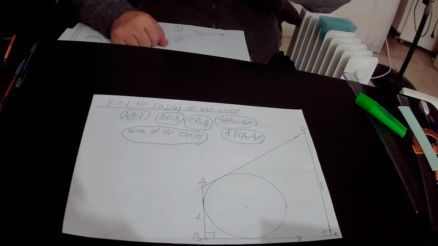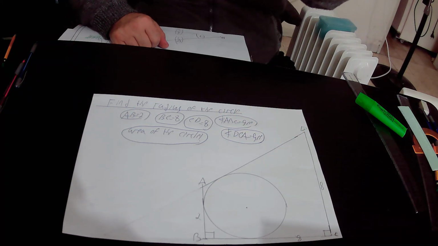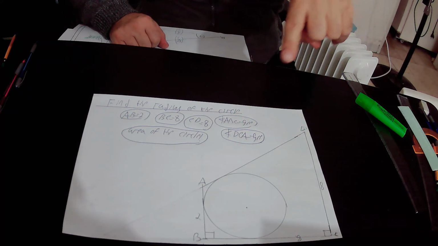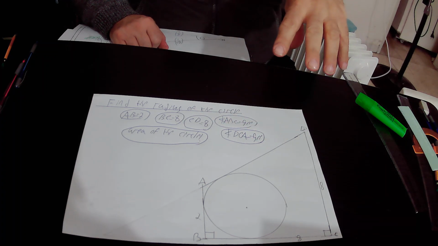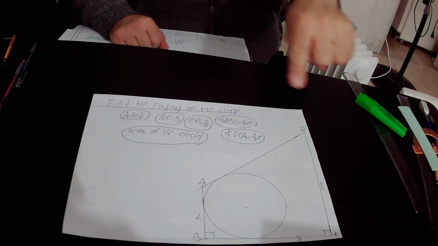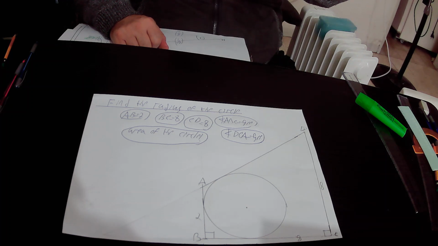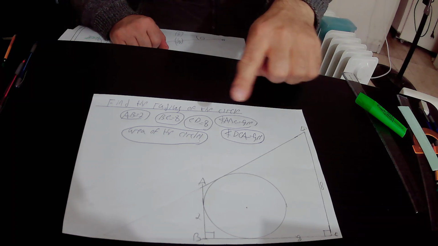In this lecture, we found out the area of this circle. In the drawing, we have quadrilateral ABCD. Inside this quadrilateral, we have a circle.